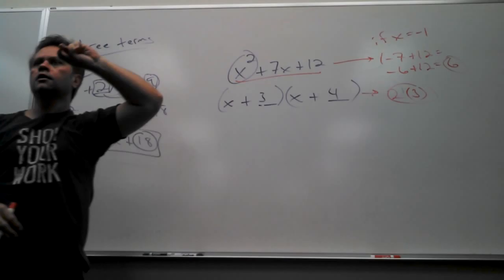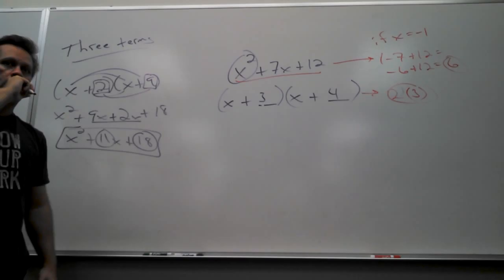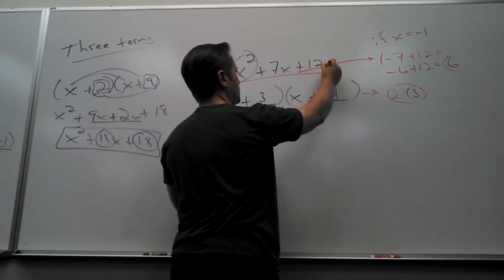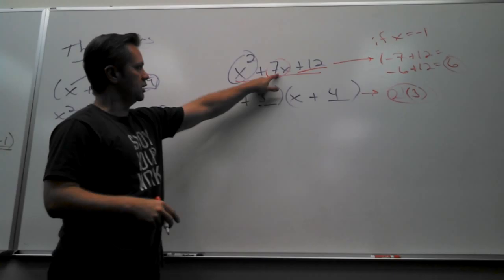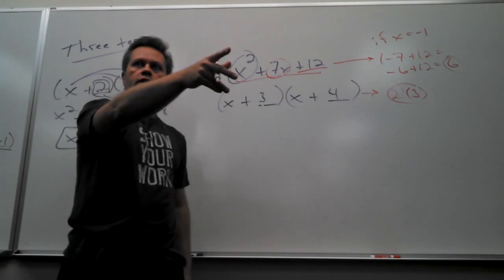If x is negative 1, then wouldn't the 12 be negative 12? No, because what is it? It's 12. Does it care what x is? No. What are the only parts of this that care what x is? The parts that have an x in them. So if x is negative 1, those will change, but the 12 is just always 12. Good point, though. Only the parts that have x are going to be affected.